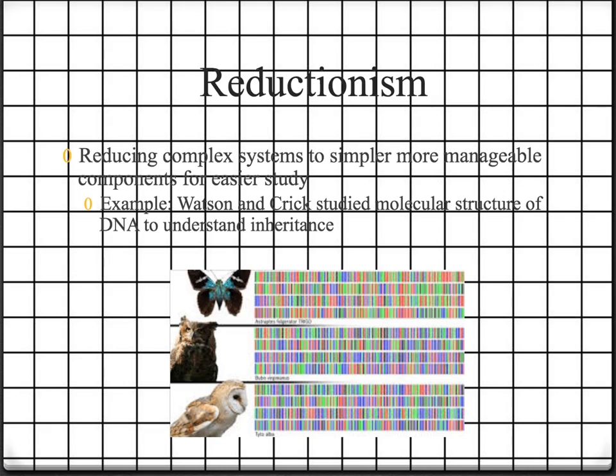A great example of this was Watson and Crick when they studied the DNA. So they wanted to know if the structure of DNA had anything to do with its properties and how we were able to inherit our traits. So by discovering the structure, they were able to apply reductionism and give us a better understanding of our heredity.